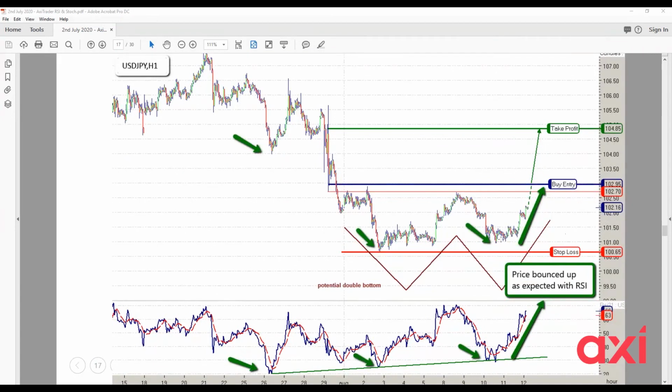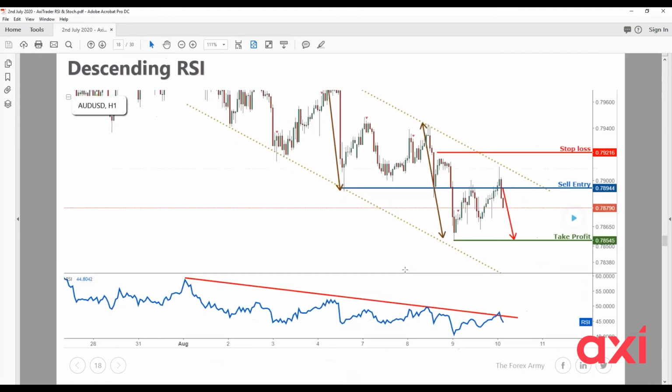Now, what has happened after this is that, yep, you can see that RSI bounced up very nicely here, and price also bounced up really nicely, right? And ignore the trading strategy, we're looking to play a breakout from there. But that is how a diagonal RSI level can really help your trading. The same thing with an ascending RSI.